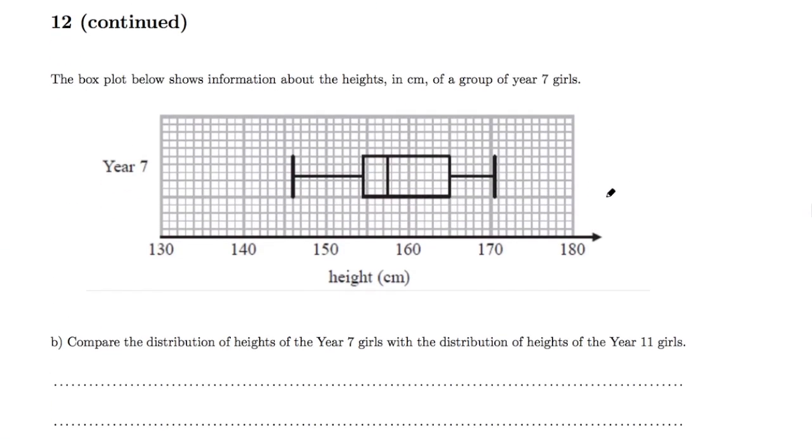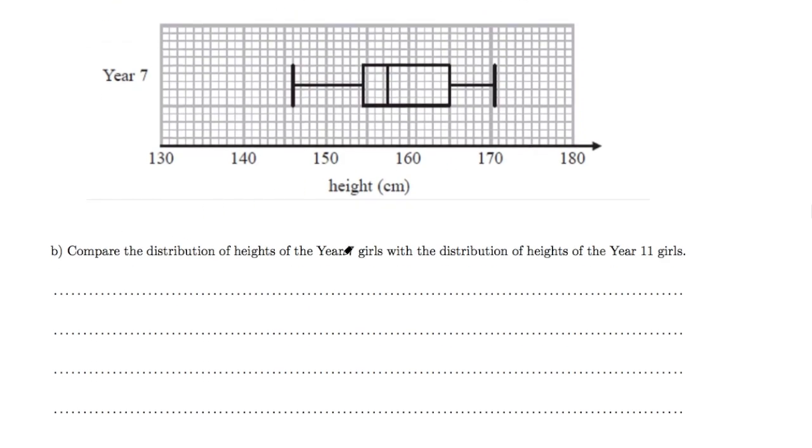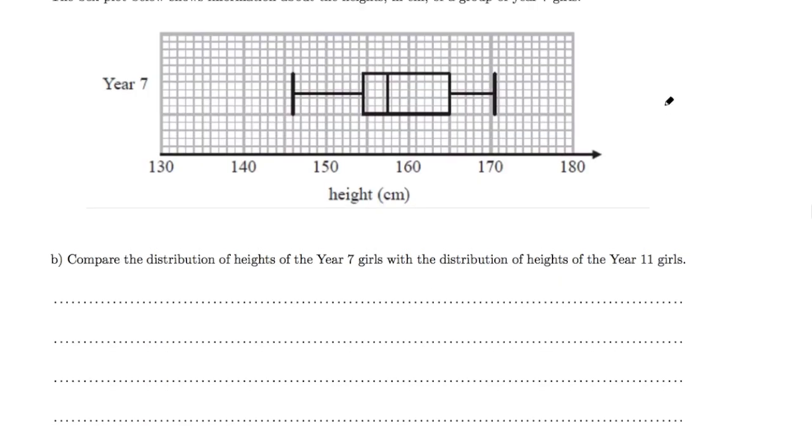So question 12 continues, and it says the box plot below shows information about the heights in centimeters of a group of year 11 girls. Oh, year 7 girls, sorry. Okay, so on this box plot we're given all of the information we're just given about the year 11 girls in the same way for the year 7 girls. And part B says compare the distribution of heights for the year 7 girls with the distribution of heights for the year 11 girls.